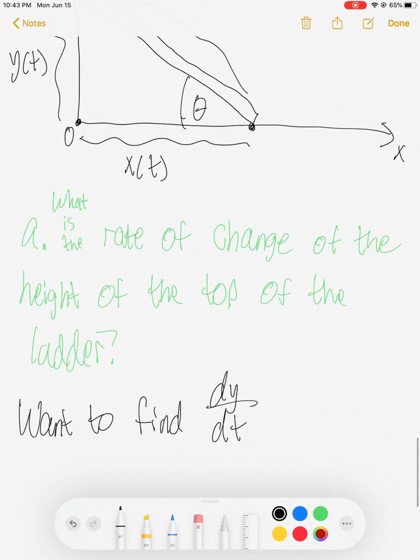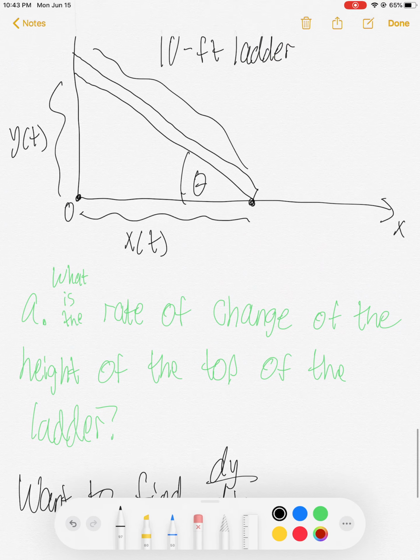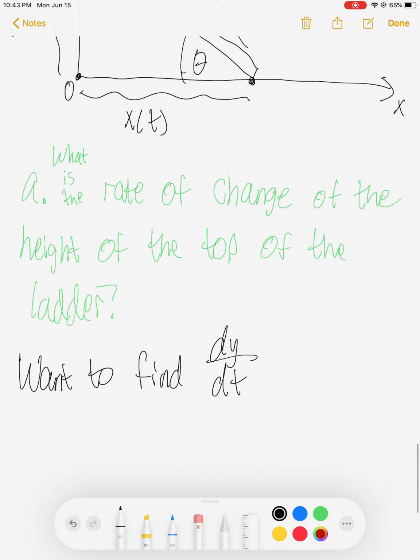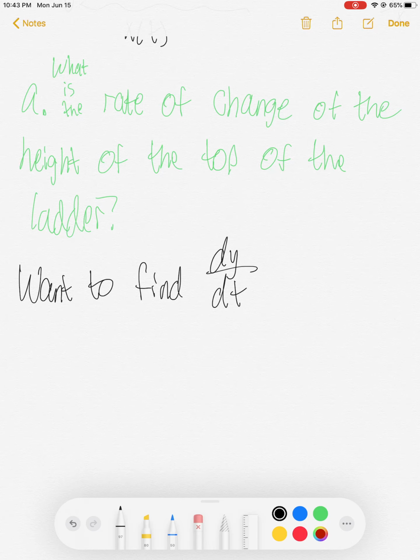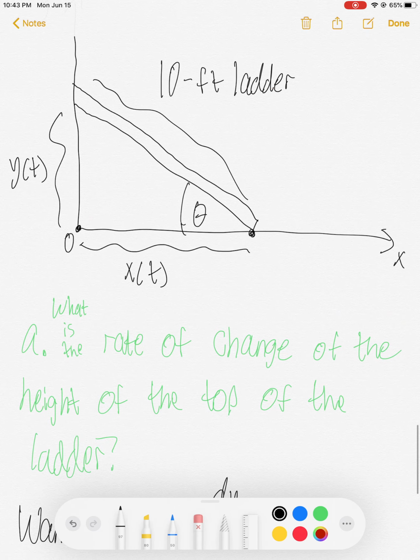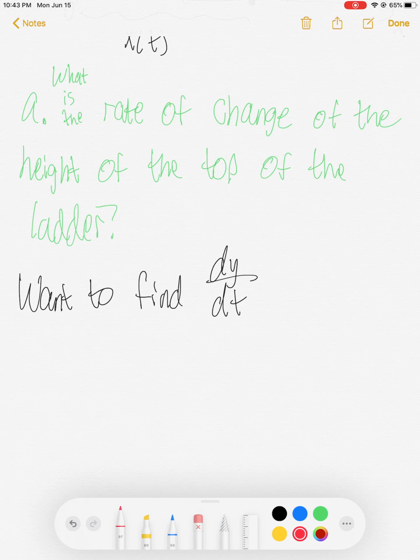Okay. And in fact, we are given a couple of values, right? So we're given that by the time the base is 6 feet from the house. Okay, so we can actually, let's leave it for now. So we want to find dy dt.